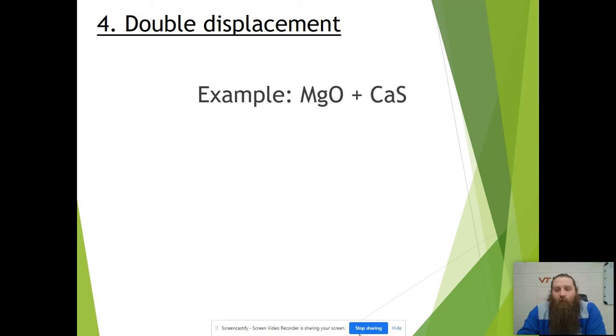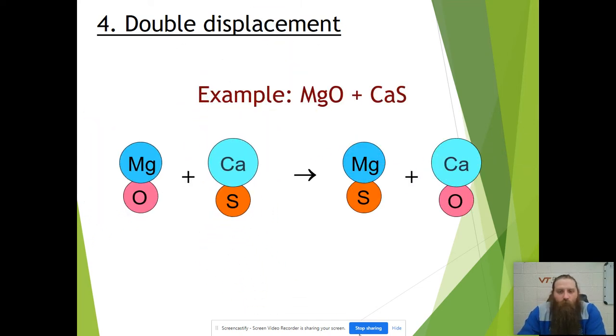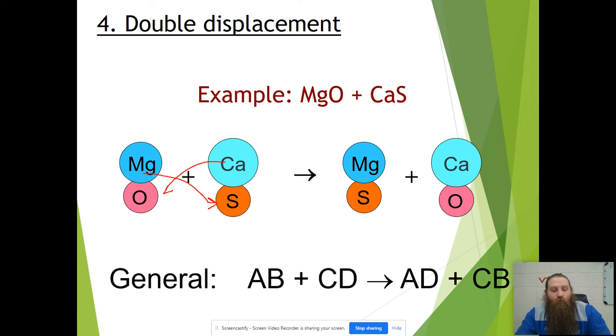So magnesium and calcium are still metals. They're still going to switch. All right. There we go. We're just going to switch our dance partners. So these 2 go together and those 2 go together. The general form, AB and CD makes AD and CB. So we're just flip-flopping our metals.